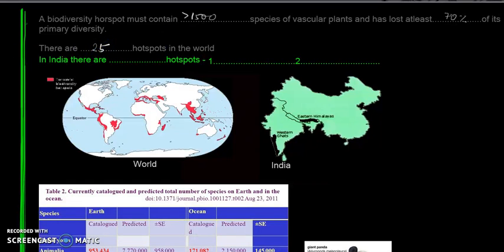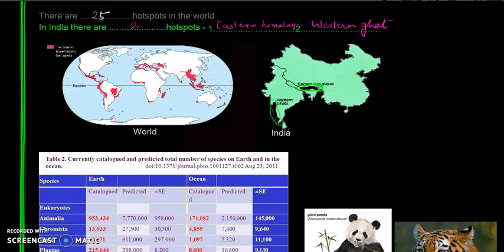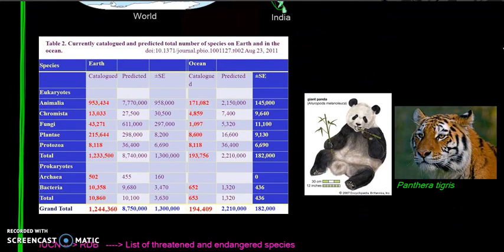And at the level of India, there are two hotspots. One is the Eastern Himalaya, and the other is the Western Ghats. So these are the two areas, Eastern Himalaya and the Western Ghats. This is Eastern Himalaya and this is Western Ghats. These are the two hotspots in India. Of these, the Eastern Himalaya is more diverse than the Western Ghats. They contain more than 1,500 endemic species of vascular plants.